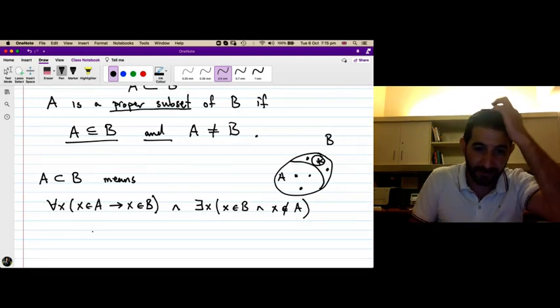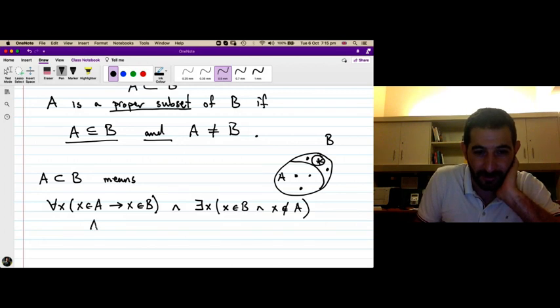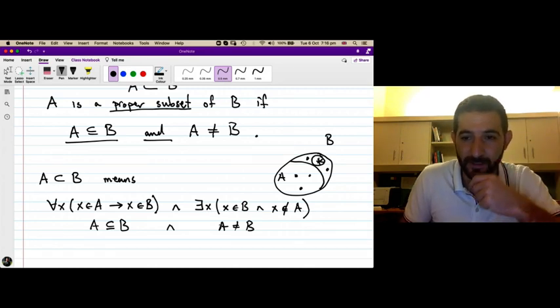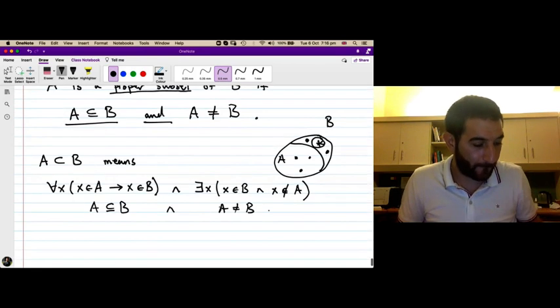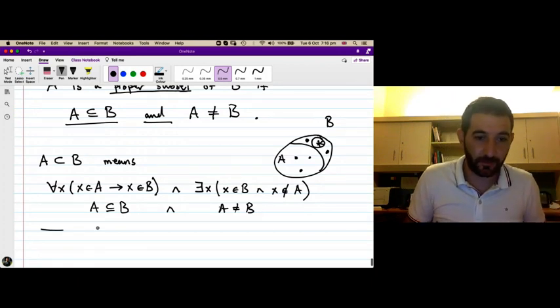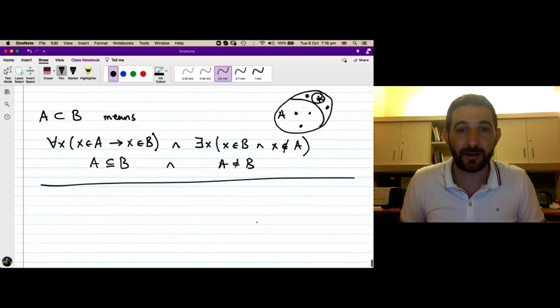Okay, so this is the meaning. This means A is a subset of B, and this means that A is not equal to B, because not equality means they don't contain the same elements. Why don't they contain the same elements? Because there is an object X which is in B but not in A, like in the picture, this is a star, or this one, or this one.